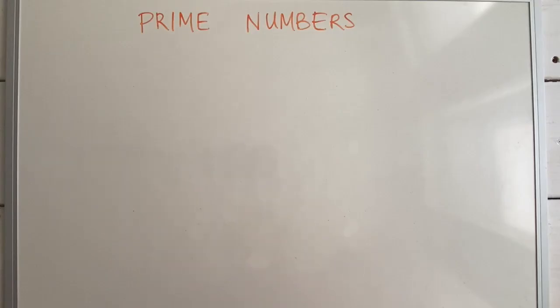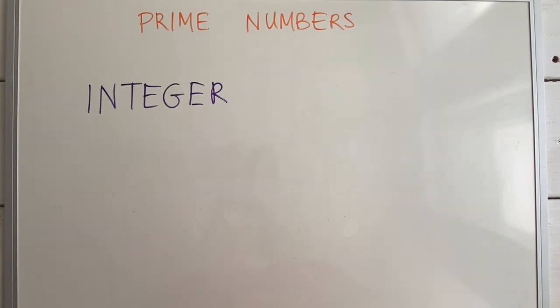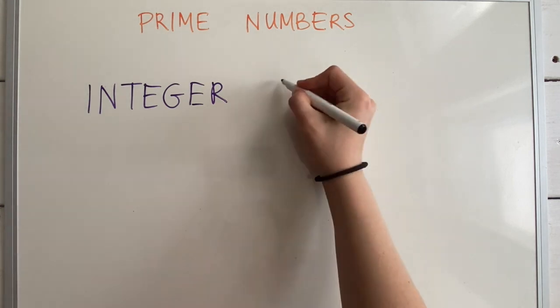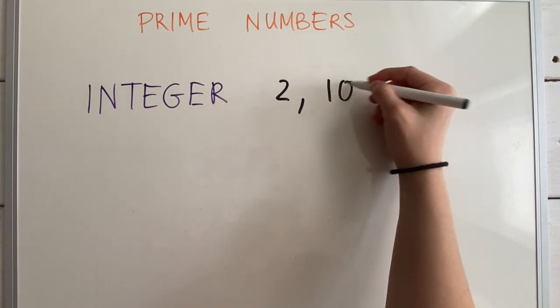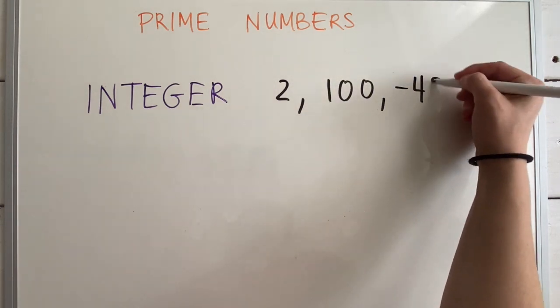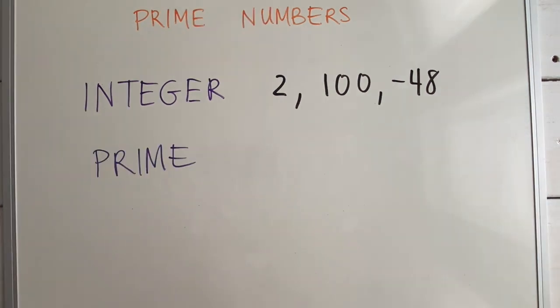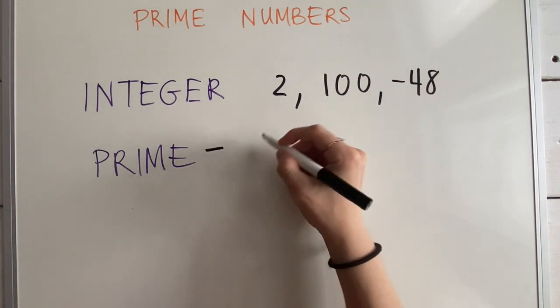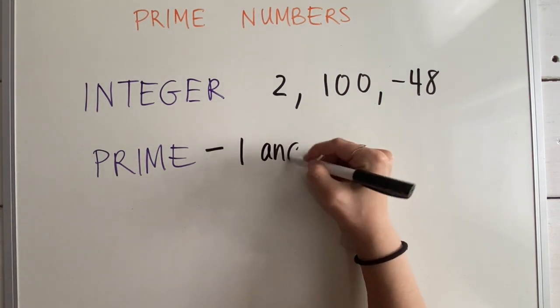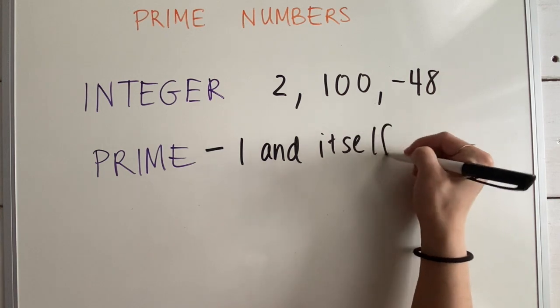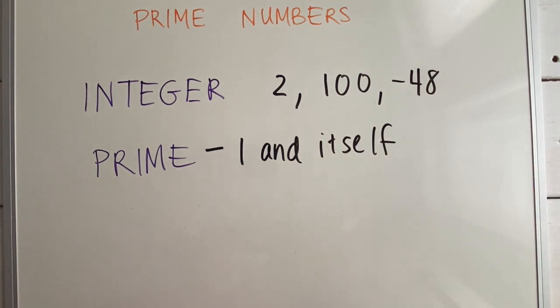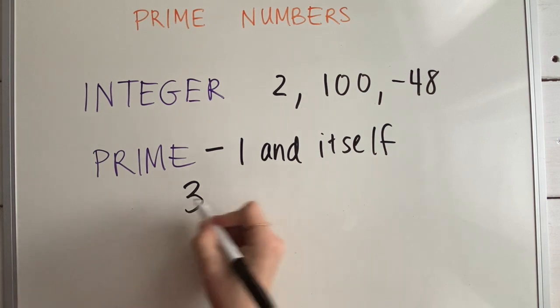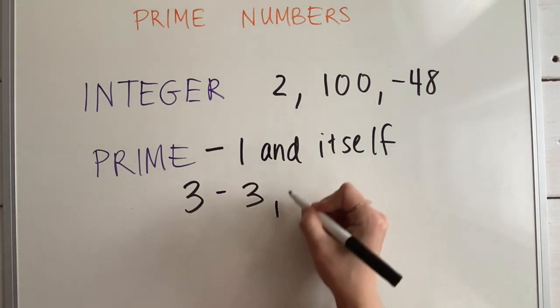First, let's define the term integer. An integer is any whole number, positive, negative, and 0. Some examples are 2, 100, negative 48, etc. A prime number is a positive integer with only 2 factors, 1 and itself. For example, the number 3. Its only 2 factors are 3 and 1.